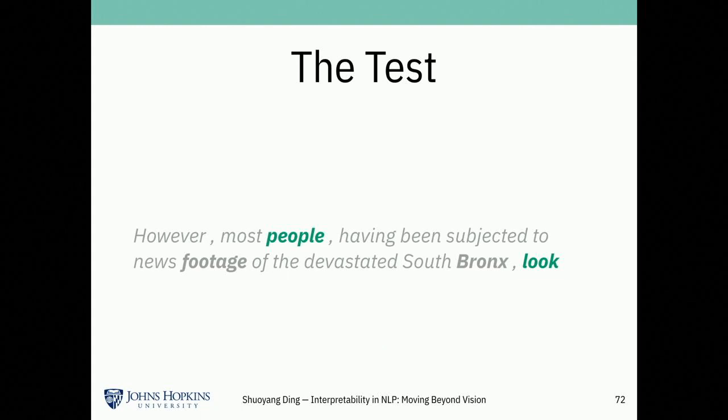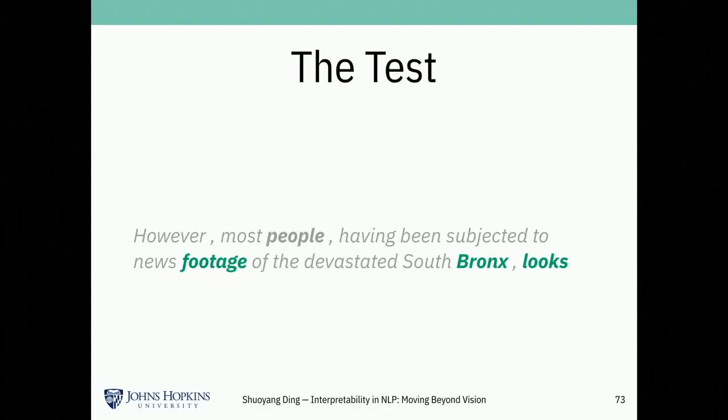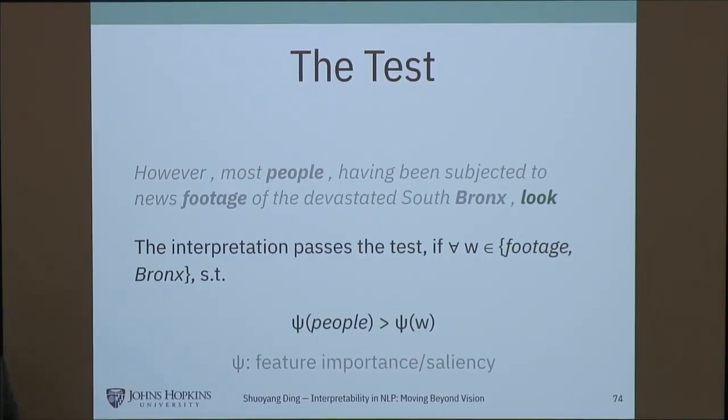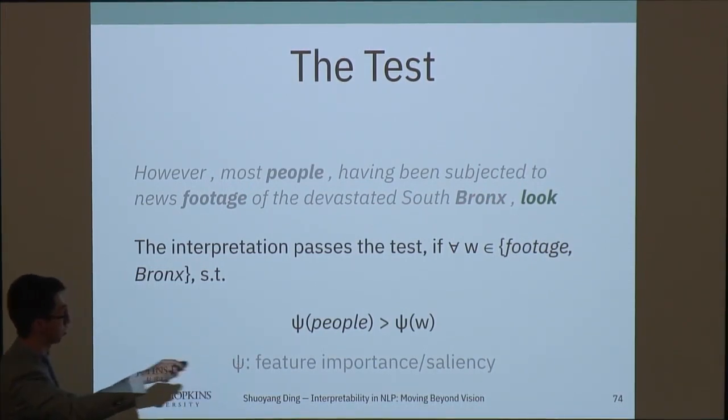Assuming we have a model, and the model thinks, oh, look is the more proper word in this situation. In that scenario, which of these nouns should the model be looking at? Or if you do some kind of interpretation here, which of these nouns should the model assign the most saliency to? That's one case. The other case is that if the model thinks, oh, looks is more possible here, is the ground truth going to change corresponding to that different prediction? So basically, following this intuition, the test is constructed this way. I'm going to look at the saliency for the words people, footage and Bronx, by interpreting this prediction. Suppose it's look.